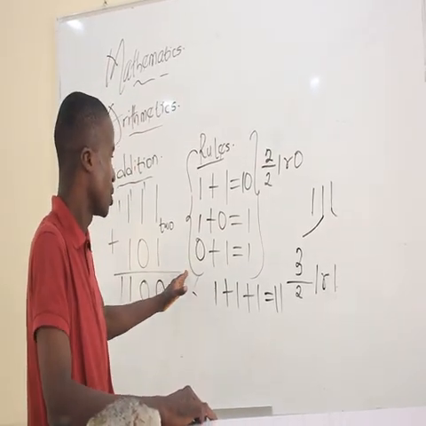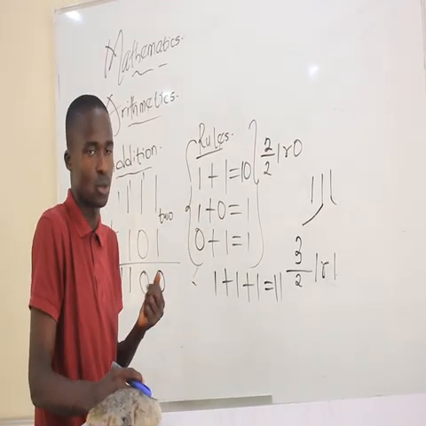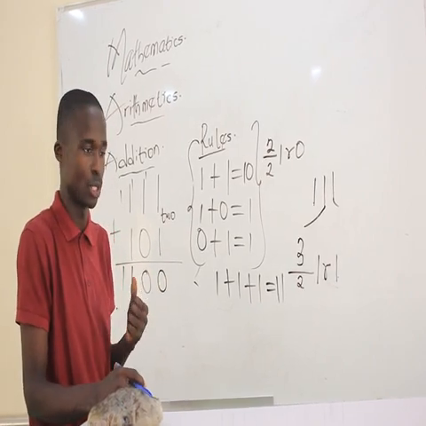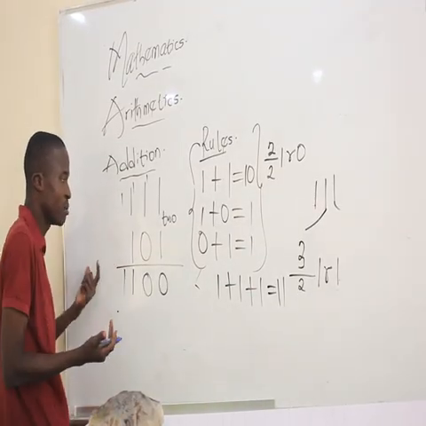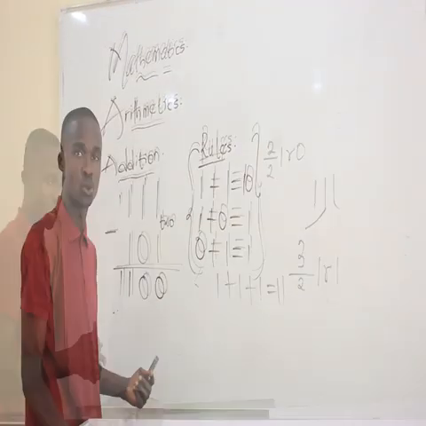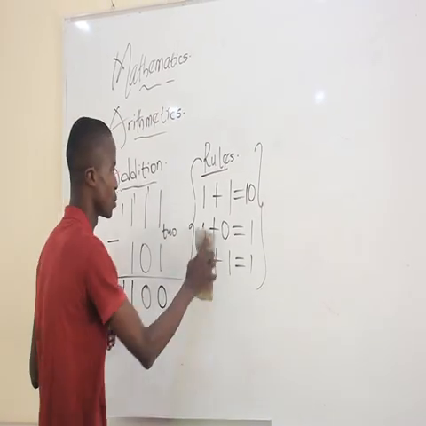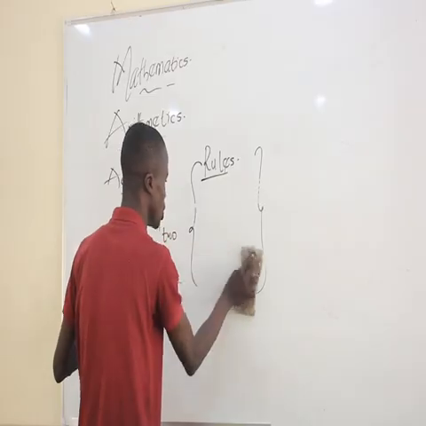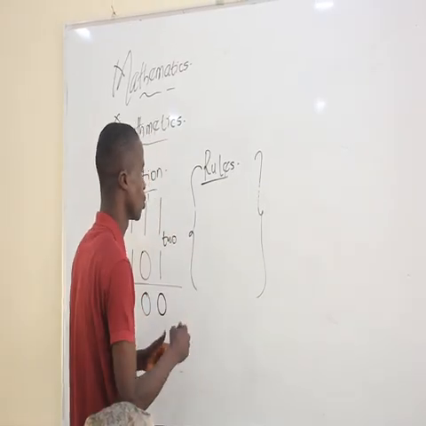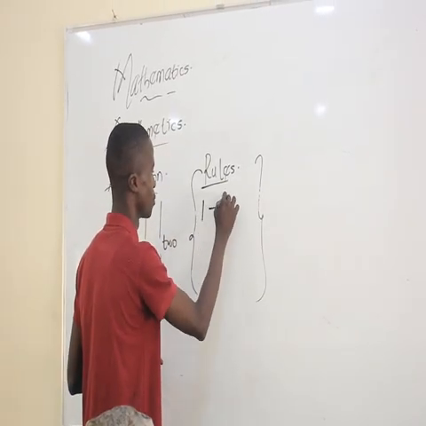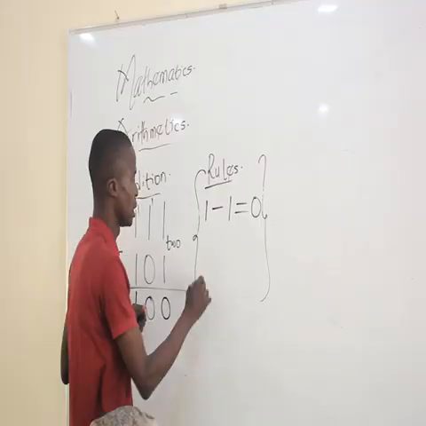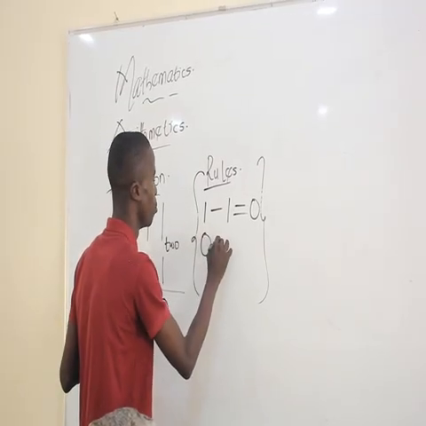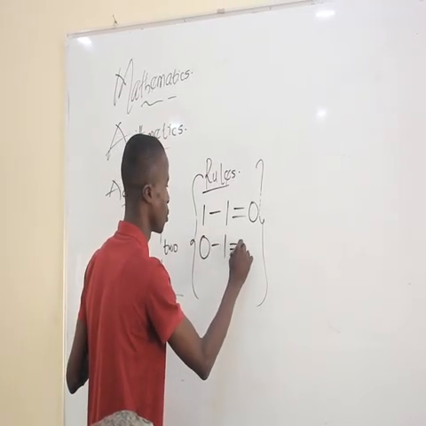So this is addition. Let's take 1 or 2 examples under subtraction. Now if I am going to change this, using the same example, change it to subtraction, what will be the rules? The new rule will change. It will change to 1 minus 1, which will give us 0. Now, 0 minus 1 is not possible.